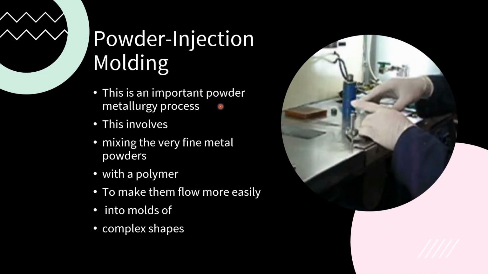Powder injection molding. This is a type of molding that's important in the powder metallurgy process because it involves mixing very, very fine metal powders with polymer. So you've got metal and you've got polymer, and to make them flow more easily into molds of complex shapes, you usually mix them. If you mix the metal in your polymer, which is your plastic, they're going to flow easily into the molds, for all the complex shapes that we're trying to make using powder injection molding.